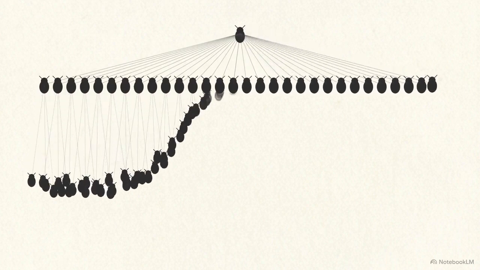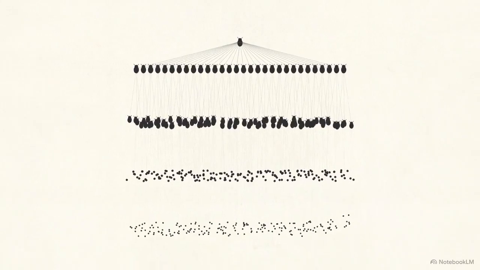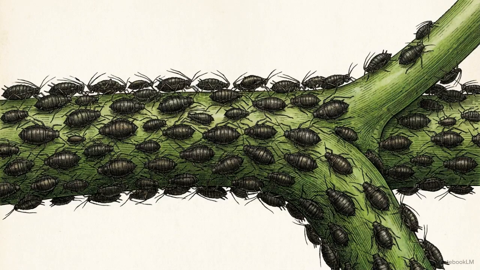A single stem mother lives 50 days, producing up to 30 clones. Within days, those offspring give birth to their own identical clones. By removing the time-consuming processes of finding a mate and incubating eggs, the population multiplies rapidly, turning a handful of spring survivors into an expanding swarm.